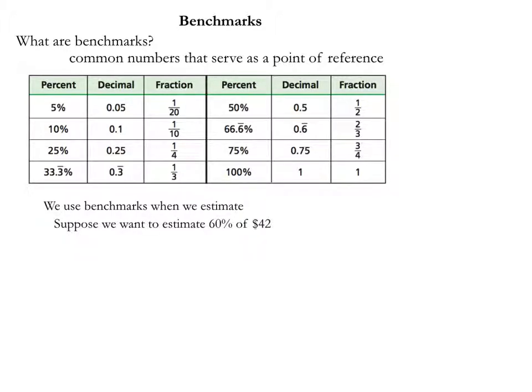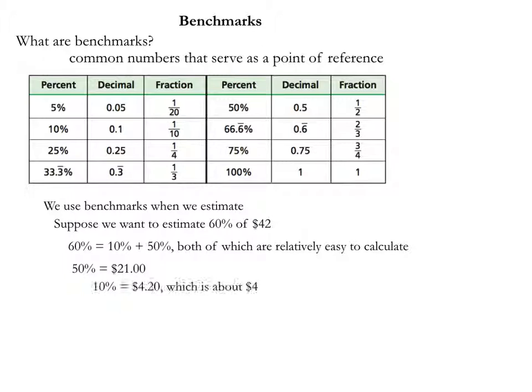Suppose we want to estimate 60% of $42. Now, by using benchmarks, we can look, 60% is 10% plus 50%, both of which are relatively easy to calculate. 50% equals $21. 10% equals $4.20, which if we're estimating, we could say it's about $4. Adding them together, 60% of 42 is about $25.